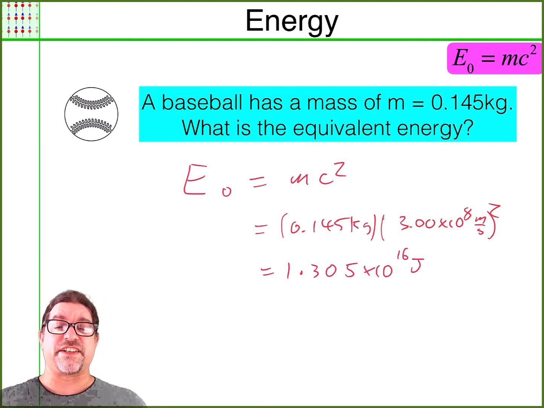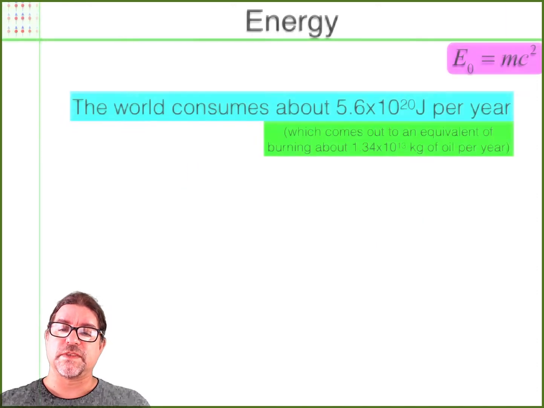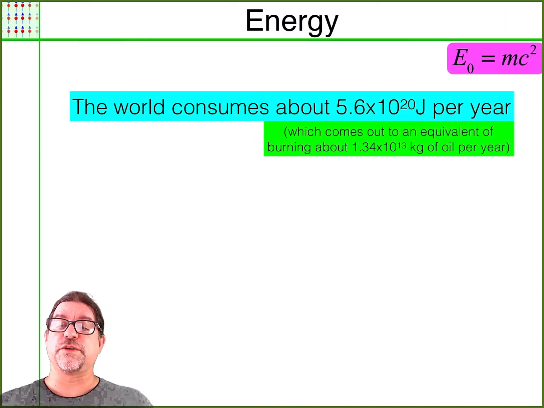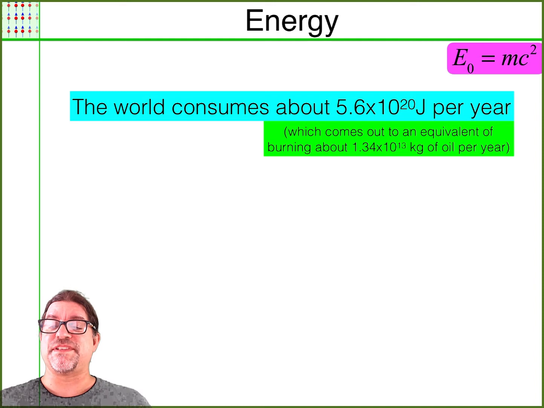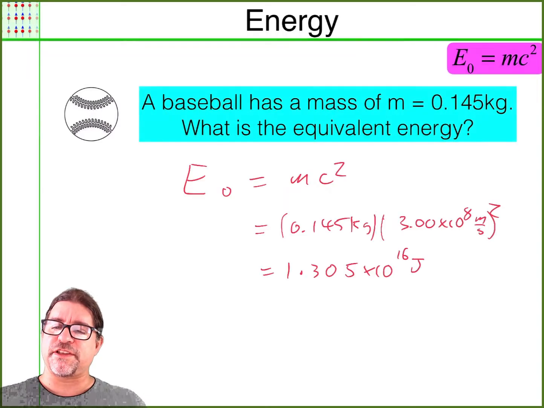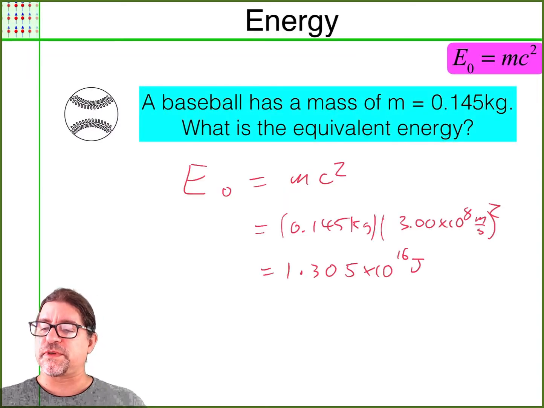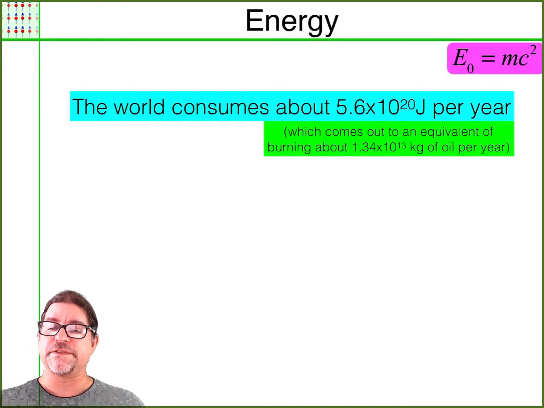That's a lot of energy. If you could somehow convert a baseball into pure energy, it would be a lot of energy. Turns out the world consumes about 5.6 times 10 to the 20 joules per year. I just made a rough approximation. That may be off by a couple orders of magnitude, but just as a rough guess. And just by the way, comparing that to a baseball, you could power the world with, I guess, 10,000 baseballs if you could turn them all into energy.